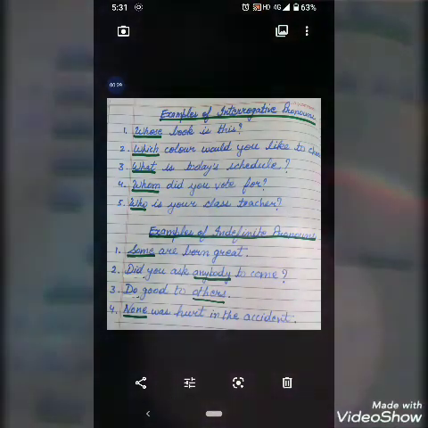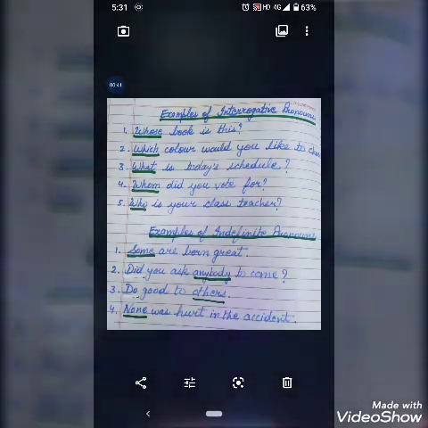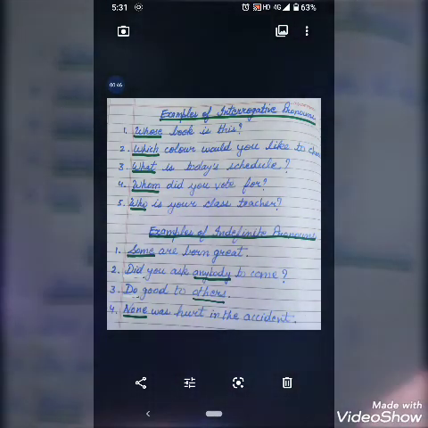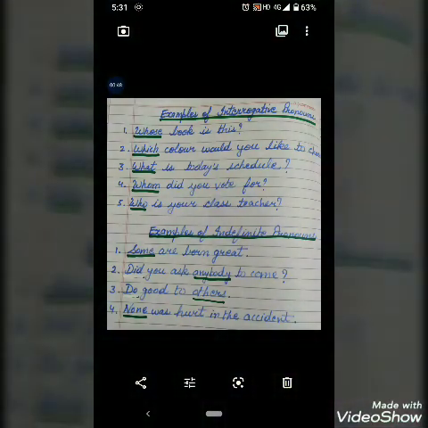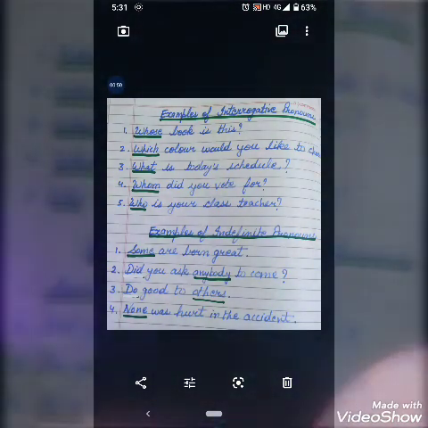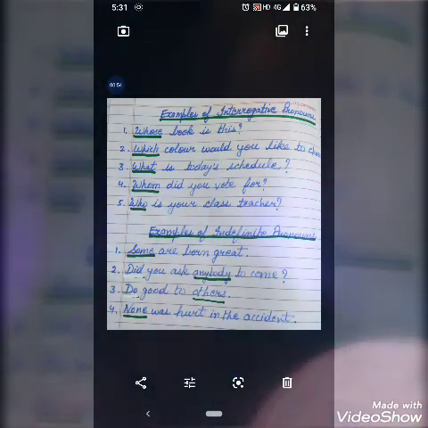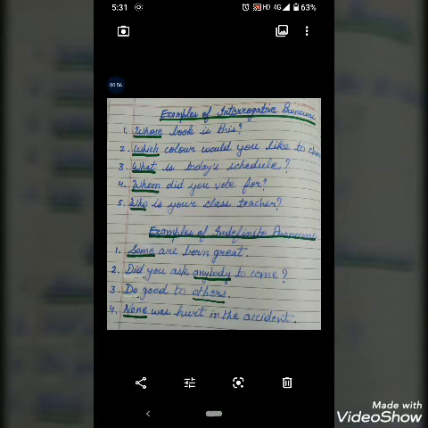Now, indefinite pronouns. Dash are born great. Some are born great. Kuch log bahut great born hote hain. Here some, we are talking about in general. Some can be anyone. Some is not a particular person. So it is an indefinite pronoun.